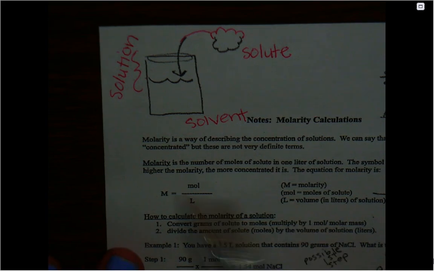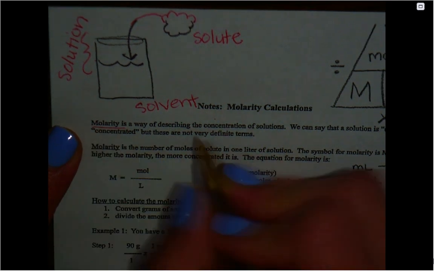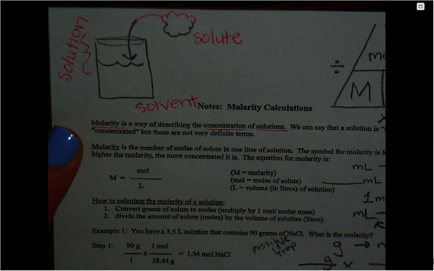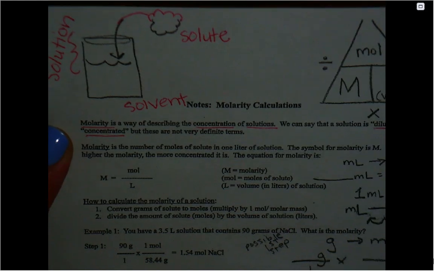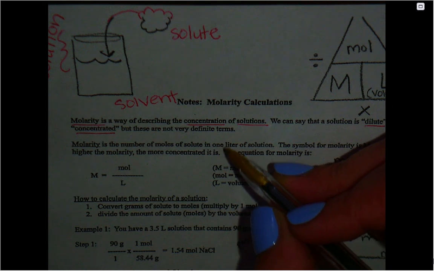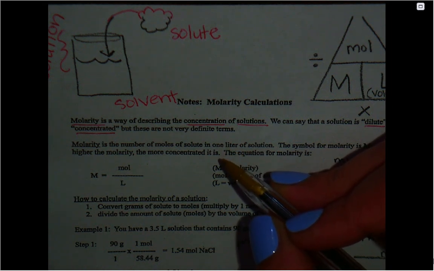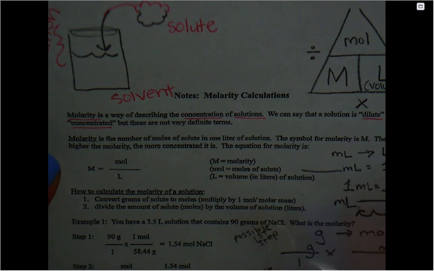All right, so read along with me as I look at this top sentence. It says, molarity is a way of describing concentration of solutions. So there are vocabulary words like crazy in here: molarity, concentration, solutions. We can say that something is dilute or concentrated, just like we did in our warm-up. But those are not very definite terms. They're very relative terms, meaning you determine if you think it's dilute or not. The math part of this is what's going to take that away. It's going to now be defined.